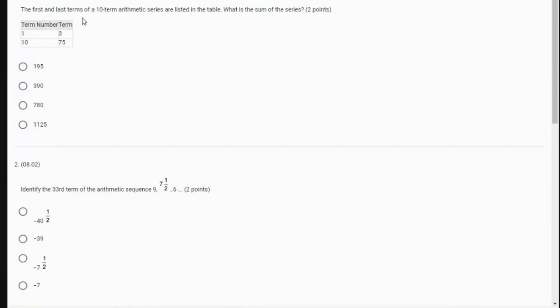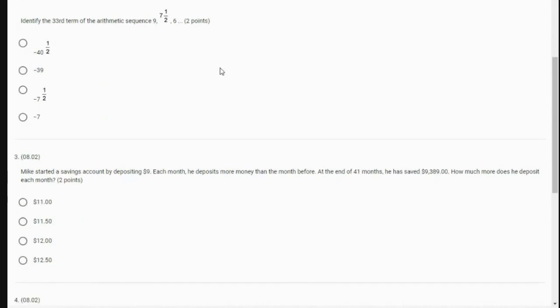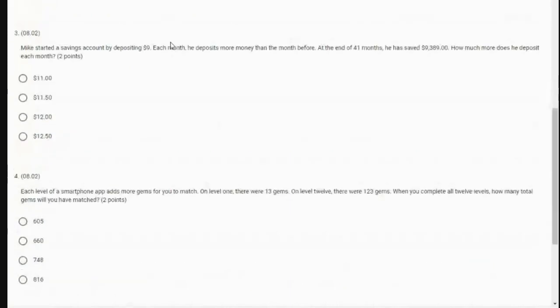The first and last terms of a 10-term series are listed on the table. So the first term is 3. The 10th term is 75. What is the sum? So that just uses that first formula. Identify the 33rd term when they give you the first term, the second term, and the third term. Okay, so you should be able to use a formula for that.